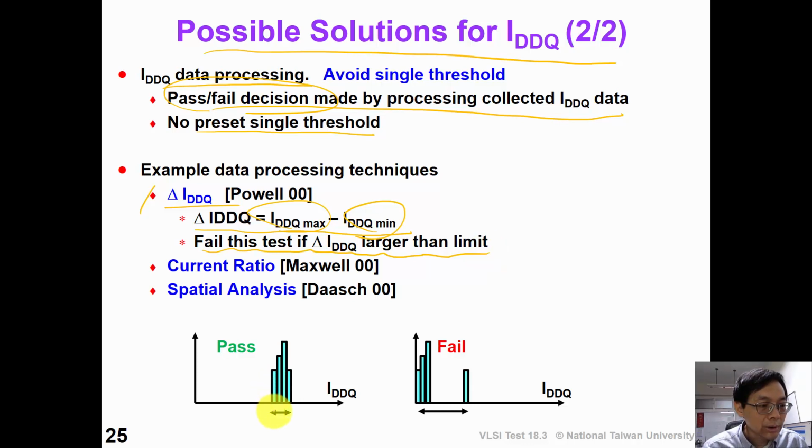As shown in this figure, suppose this chip has an IDDQ distribution like this. On the right, this chip has an IDDQ distribution like this. On the left hand side, the delta IDDQ is small. On the right hand side, the delta IDDQ is very large. So this chip may fail the test, but this one can pass the test.